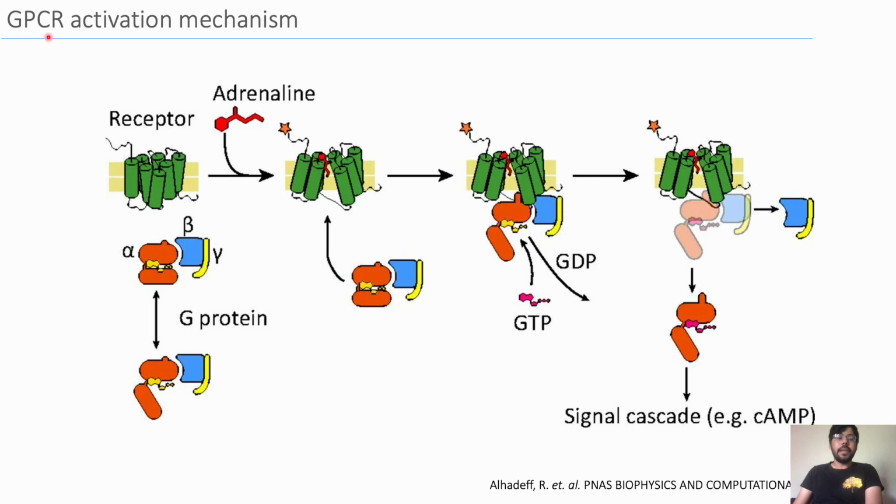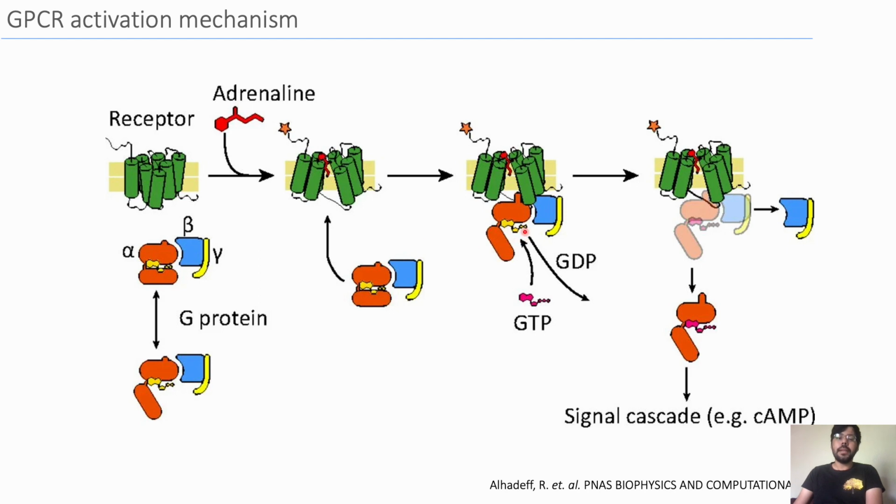G-protein coupled receptors have this name because they can bind the G-protein. The G-protein has 3 main domains: the alpha domain, the beta, and the gamma, and it binds a GTP molecule. In the cell, the receptor will be mostly in the inactive form. After the binding of a ligand, it can change its conformation to an active state, and the active G-protein can bind to it.